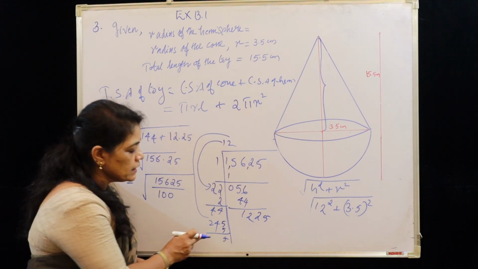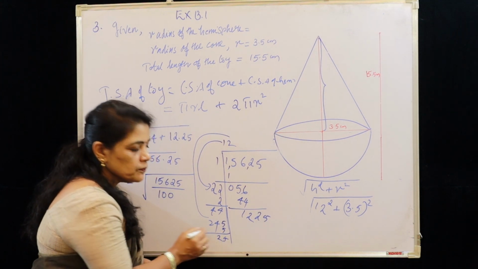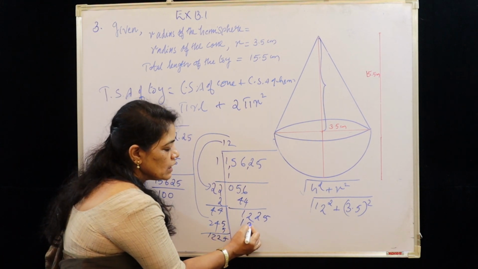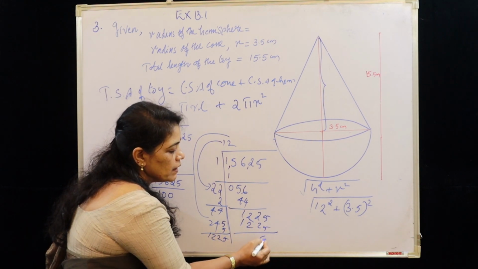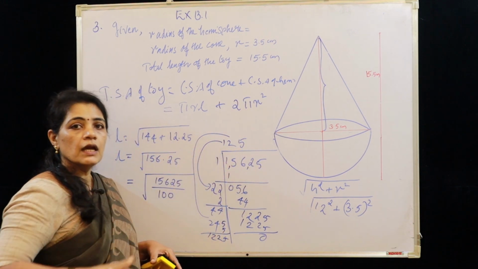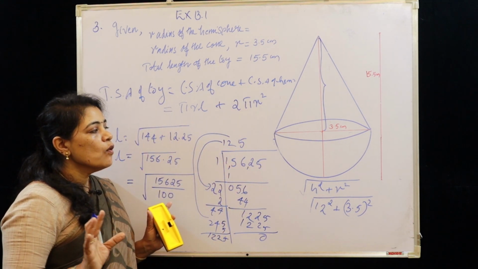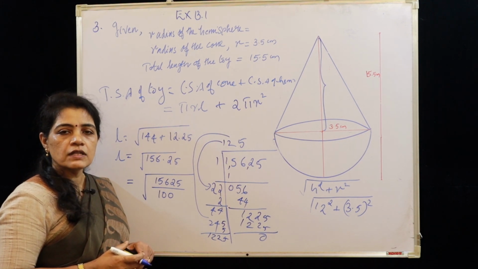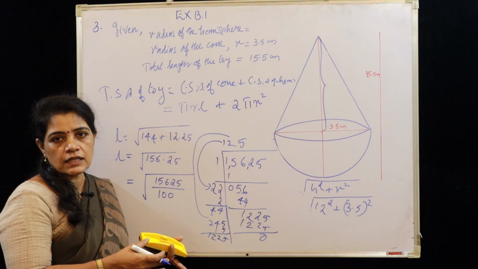So 5 into 5 is 25, 2 remainder. Again 2 remainder, 10 plus 2, 12. So the exact number 1225 and the remainder is 0. That means the division stopped. We have no group to bring down further. So 125 is the square root of 15,625. Is it clear, children?